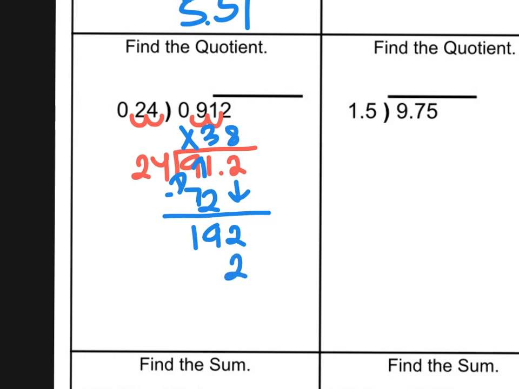8 times 4 is 32. And then 8 times 2 is 16. And add 3 would be 19. It goes into it perfectly. And then of course you have one number behind the decimal. So we need to put one number behind the decimal. So the answer is going to be 3 and 8/10.